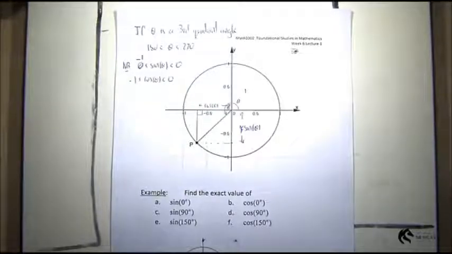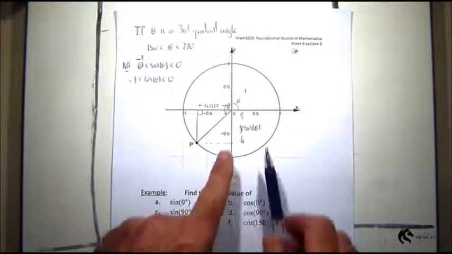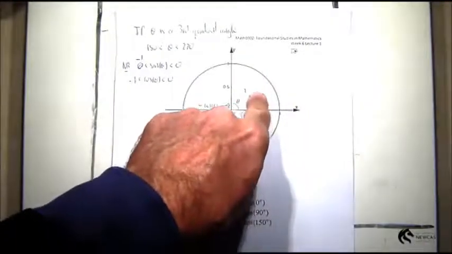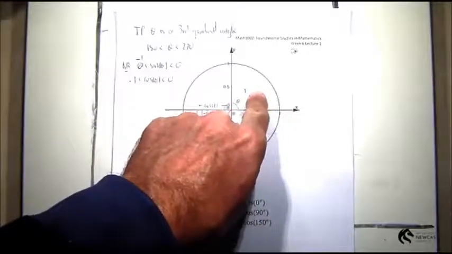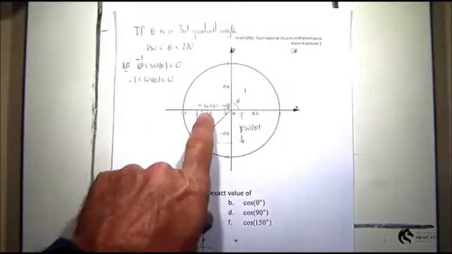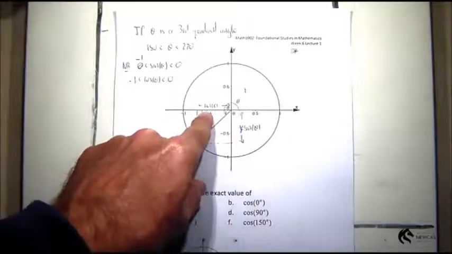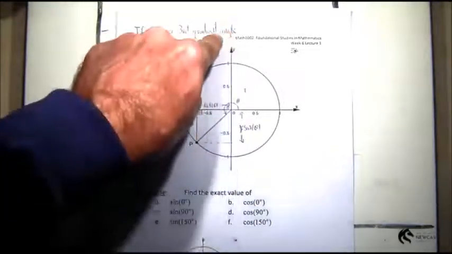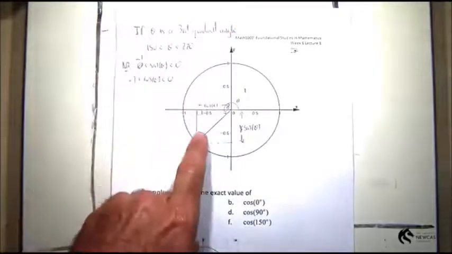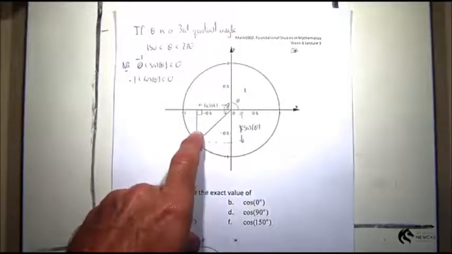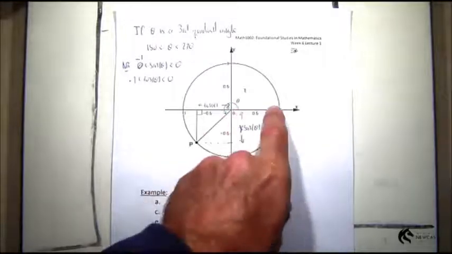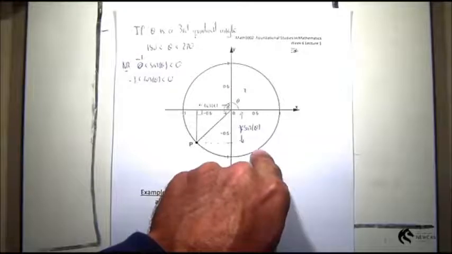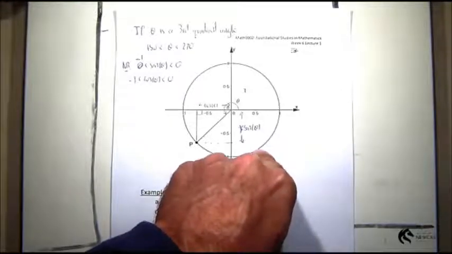So you can see, if I'm in the first quadrant, the x-coordinate and the y-coordinate are both positive, so sine and cos will be positive. In the second quadrant, the x-coordinate is negative, so cos theta is negative, but sine theta is positive because the y-coordinate is positive. In the third quadrant, both sine and cos are negative. In the fourth quadrant, the cos is positive because the x-coordinate is positive, but the sine will be negative in there because the y-coordinate is negative.